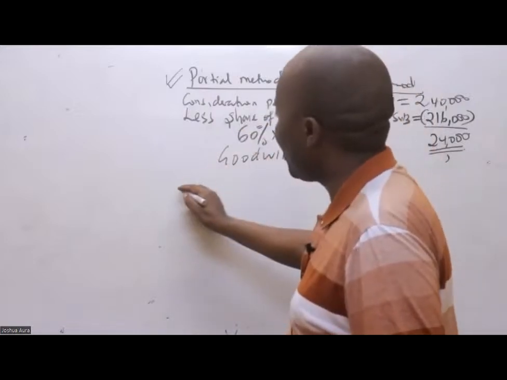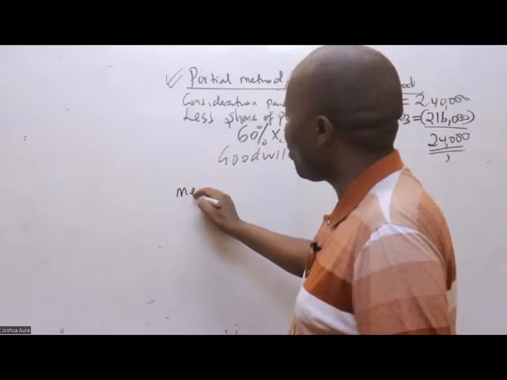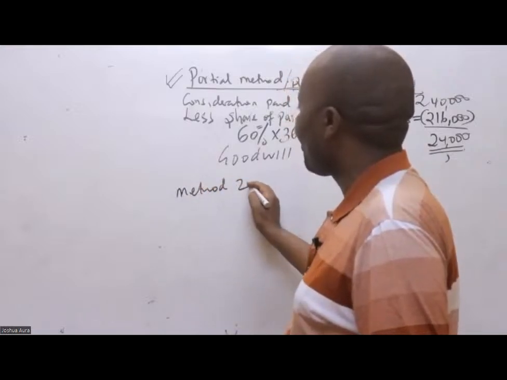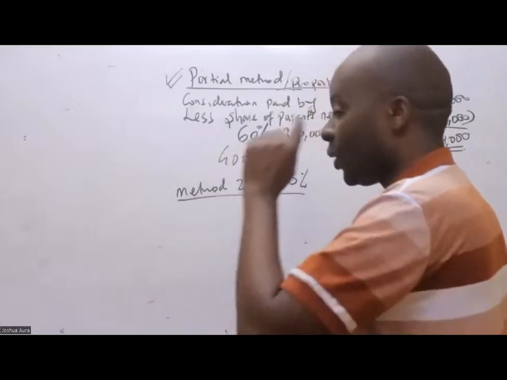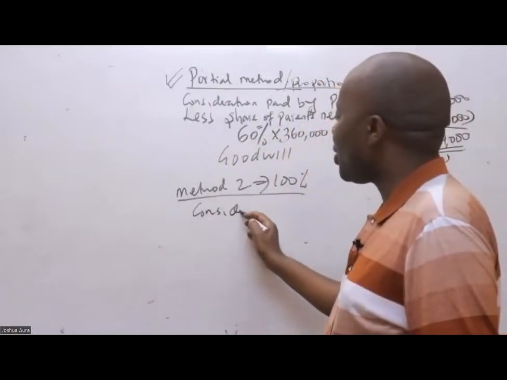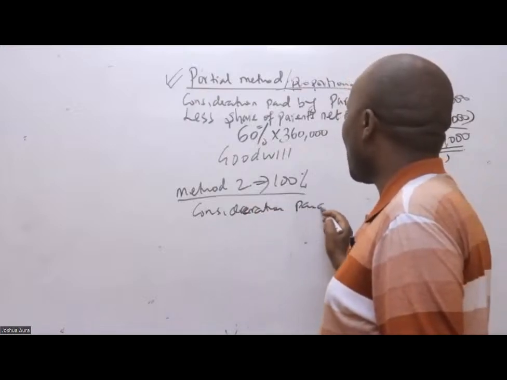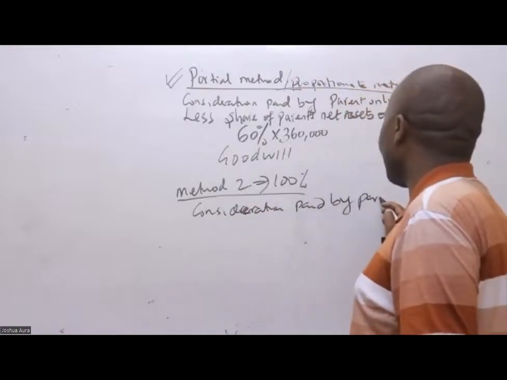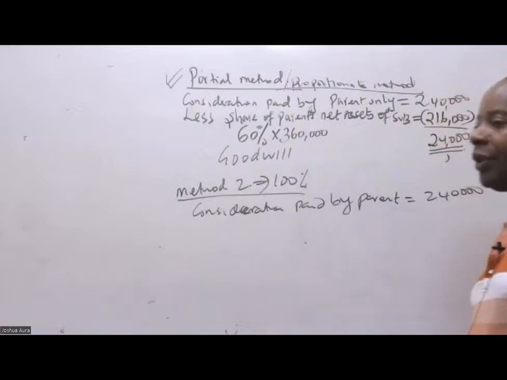I've also seen some students doing it this way. So in this case here, method 2. What we call the 100% reason. So they'll come here and they'll tell you consideration paid by the parent, 240,000. 240,000 is the consideration that was paid by the parent.